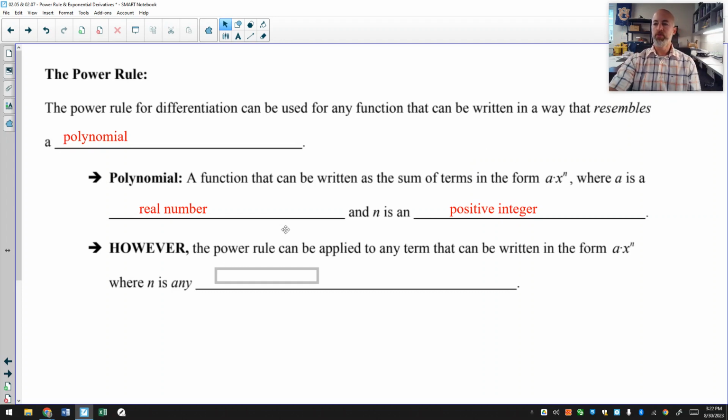However, the power rule can be applied to things that resemble polynomials, and the change is that n could be any number. So you can use the power rule anytime you can write your function in the form of a times x to any number power. It could be a fraction, it could be a negative number, it could be an irrational number. As long as it's a times x to a number power, then you may use the power rule.